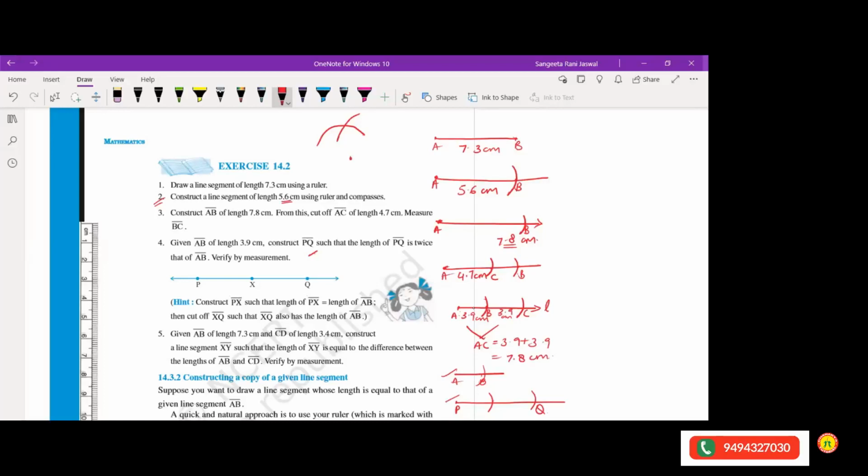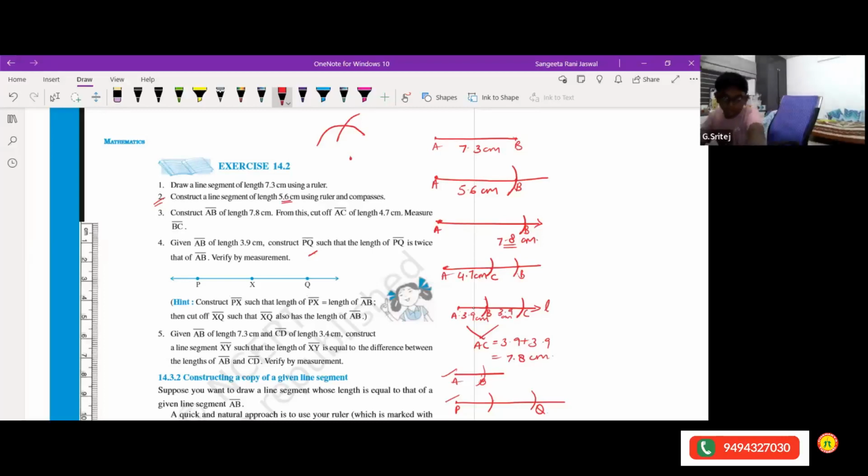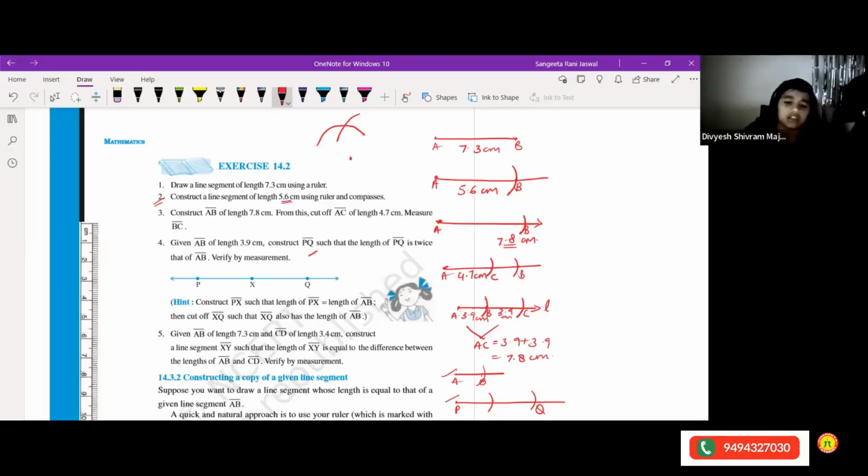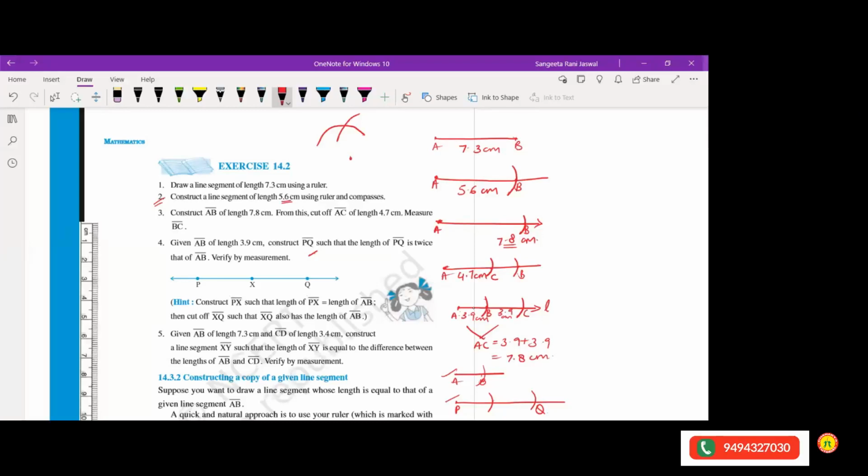Have you made the 7.3 line now? Yes, ma'am, 7.3 done. Yes, ma'am, I made both the lines. Okay, good. Now adjust the compass up to the length CD. Now CD was 3.4 centimeters. Measure that CD length with your compass. Keep your pointer at C and D. Have you done that measurement?